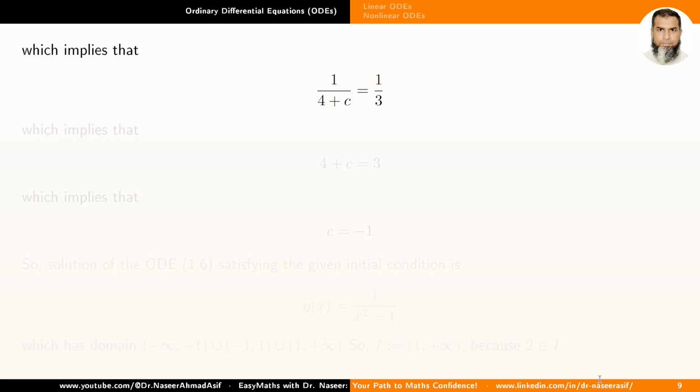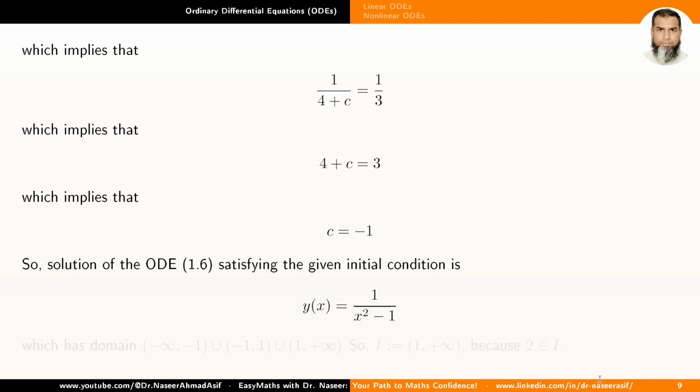Just taking reciprocal, we have 4 plus c is equal to 3. So c is minus 1. So the solution of the ODE 1.6 satisfying the given initial condition is y of x is equal to 1 over x square minus 1. This function has domain minus infinity to minus 1 open interval union minus 1 to 1 open interval union 1 up to plus infinity open interval. So I is 1 to plus infinity because 2 belongs to I.